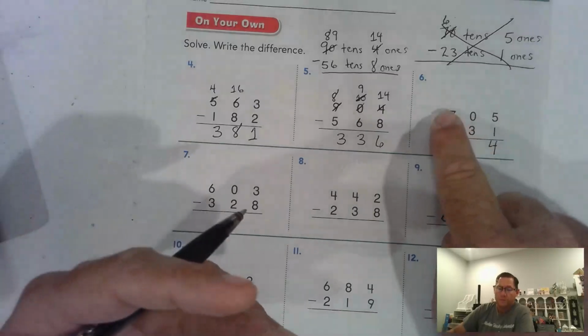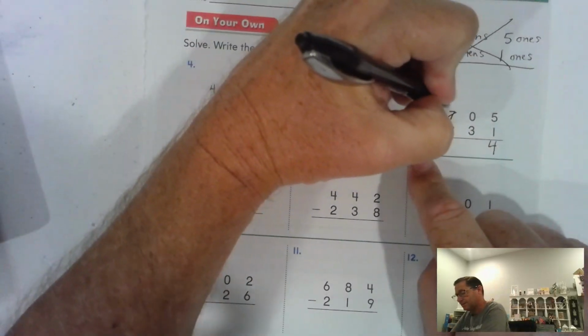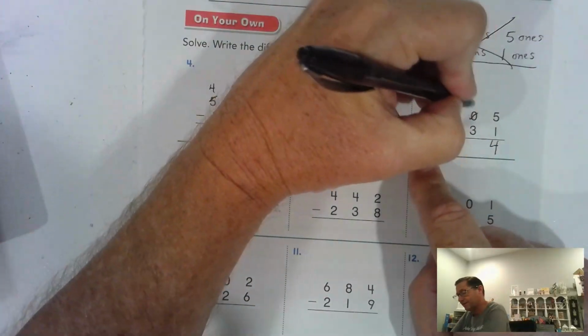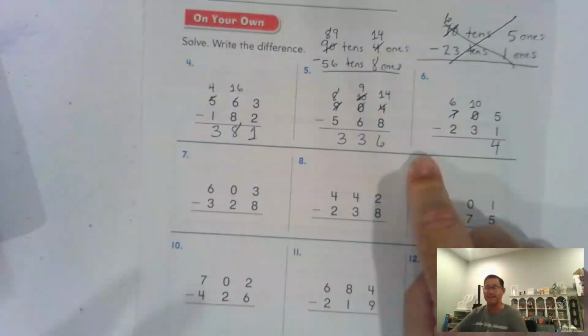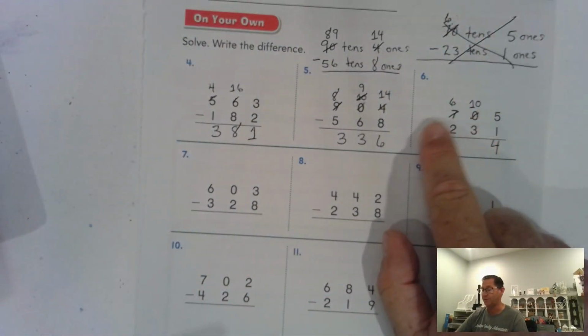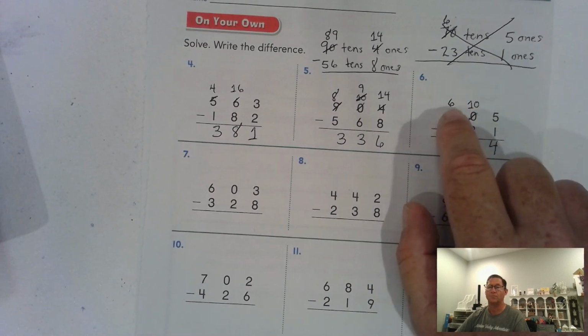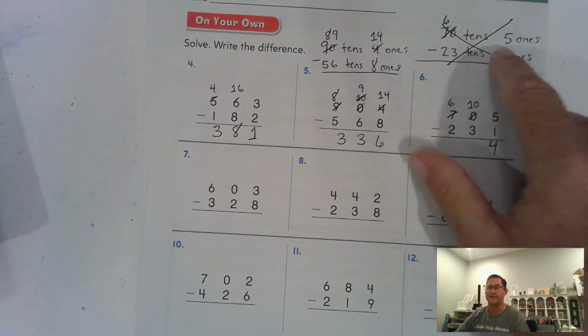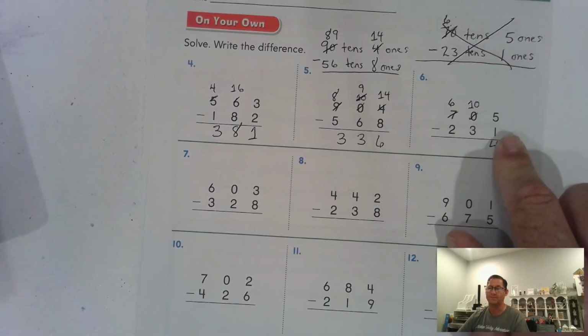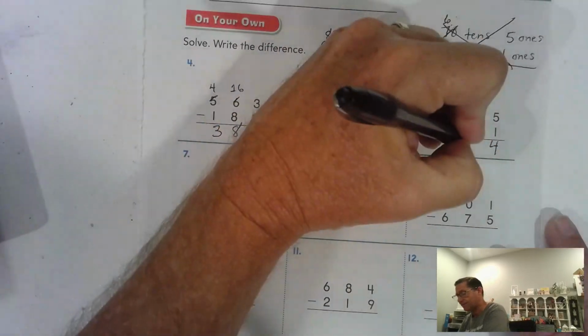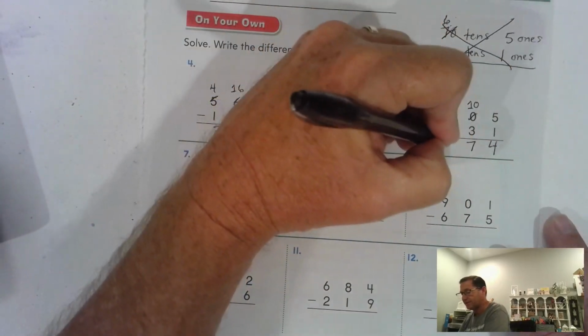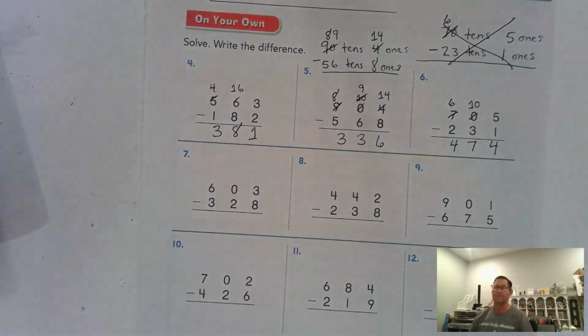No. So we go to the hundreds, right? Which would be 6. And then we'd have 10 tens, right? Because we traded one of the hundreds. So we think of this as trade one of the hundreds for 10 tens. So we don't need this method here because we didn't have to regroup in the ones. Okay. All right. So 10 tens take away 3 tens is 7. And 600 take away 200 is 400.